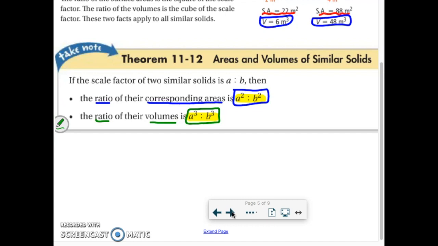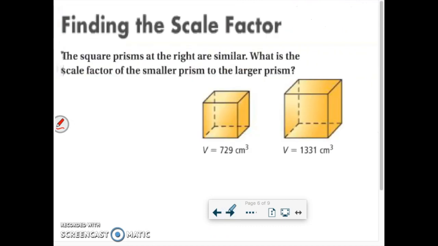So really it comes down to, do we know this a to b? If we know this a to b, then we have a really good shot at figuring out anything that they might ask for. Okay? Here's what this one says. The square prisms at the right are similar. What is the scale factor of the smaller prism to the larger prism? So they want the scale factor, which is the ratio of the perimeters, which is a to b. And then they want the order of smaller to larger, so they want the smaller one written first.